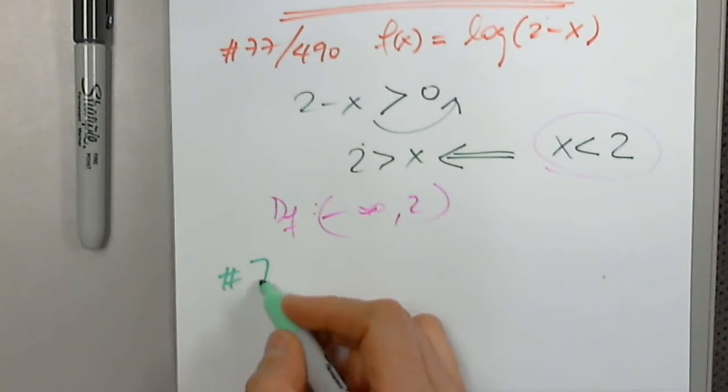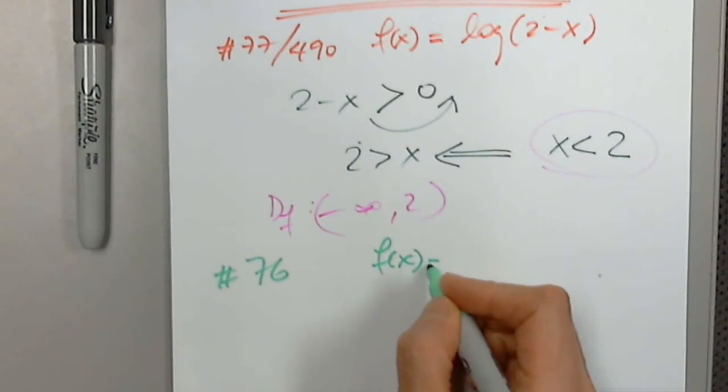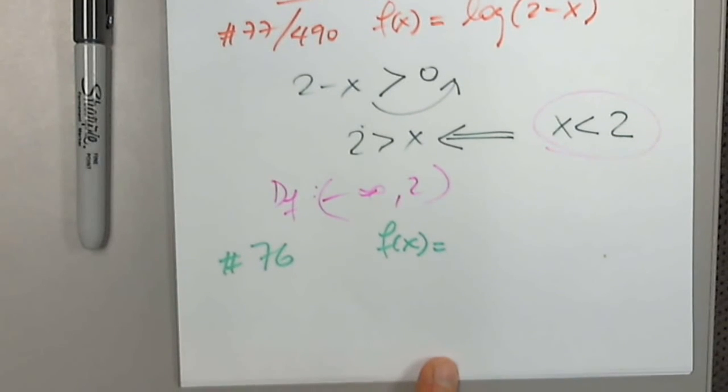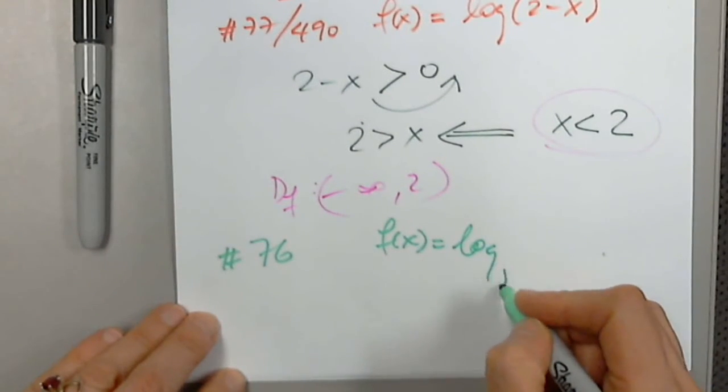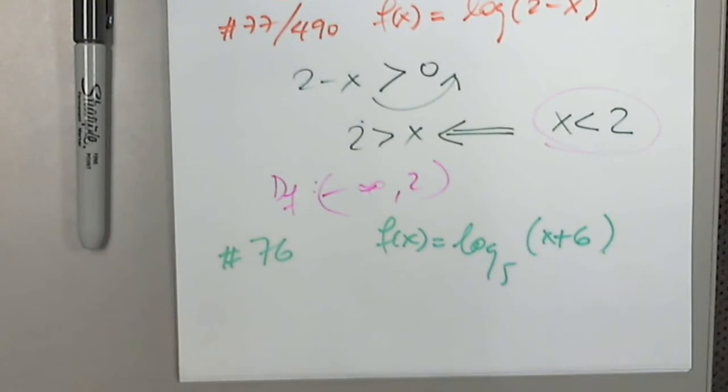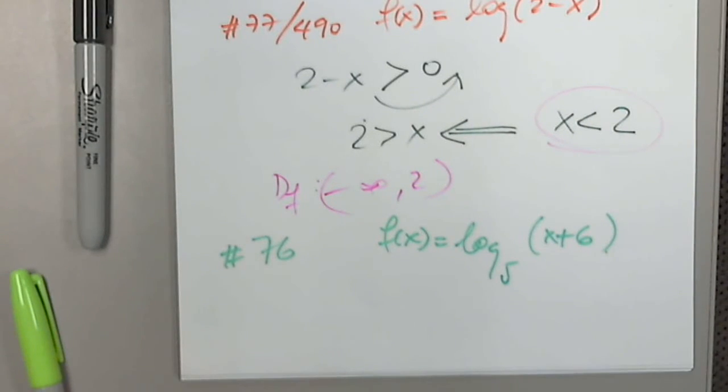Let's say 76. So we have a function now, which is f of x equals log base 5 of x plus 6. Okay, so I'm asked the same question here. I'm asked to find the domain of this function. What will you say? What will you write? What needs to be done?